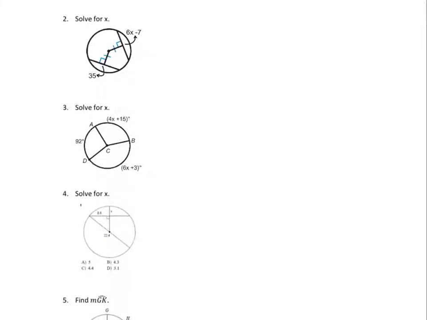Now, number 2, we have to solve for x. Okay, so in order to solve for x, we have to recognize what's going on here. Well, we see that we've got 2 chords, and they're both equidistant from the center. Okay, so since they're equidistant from the center, we know those chords are also congruent, which gives us an equation we can set up. 6x minus 7 equals 35. So 6x equals 42. And x equals 7.